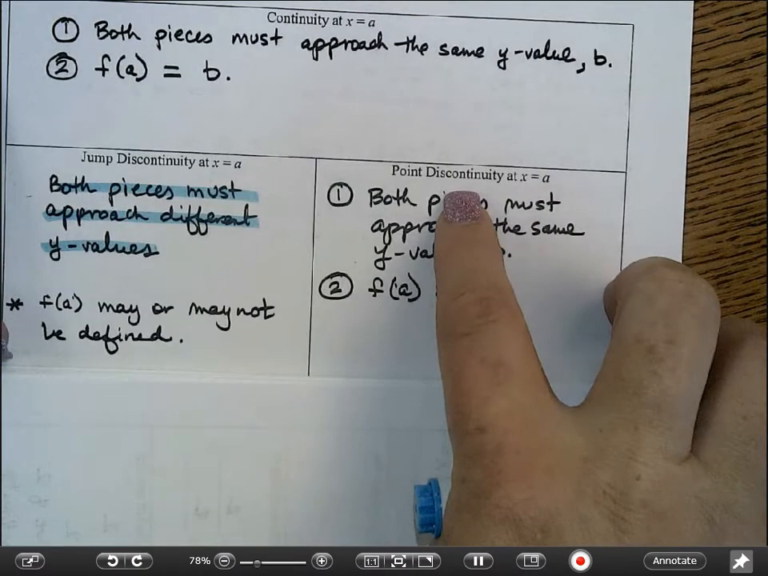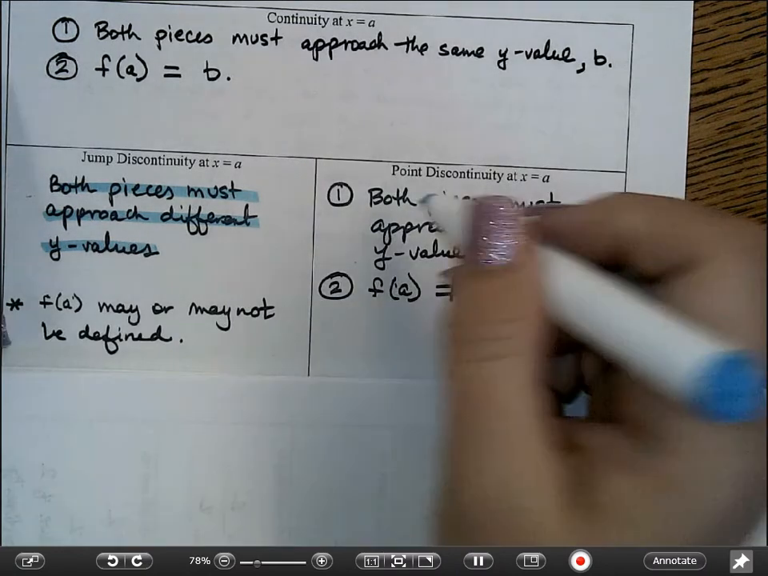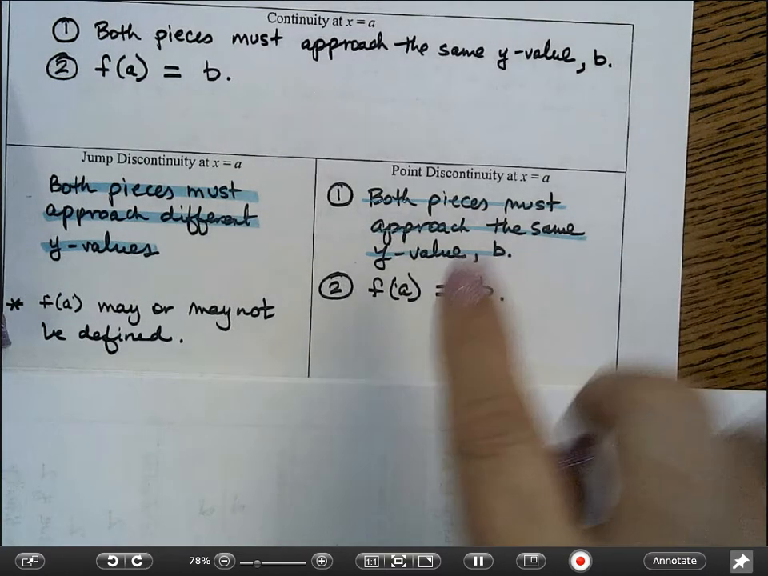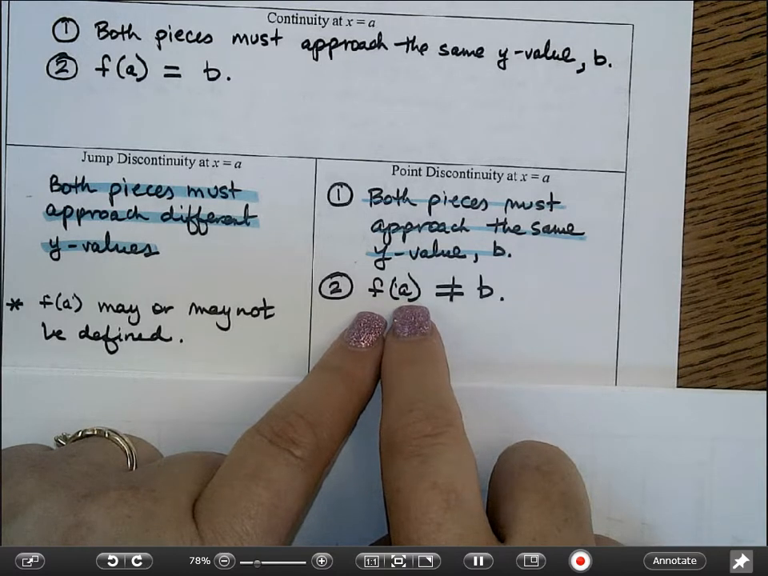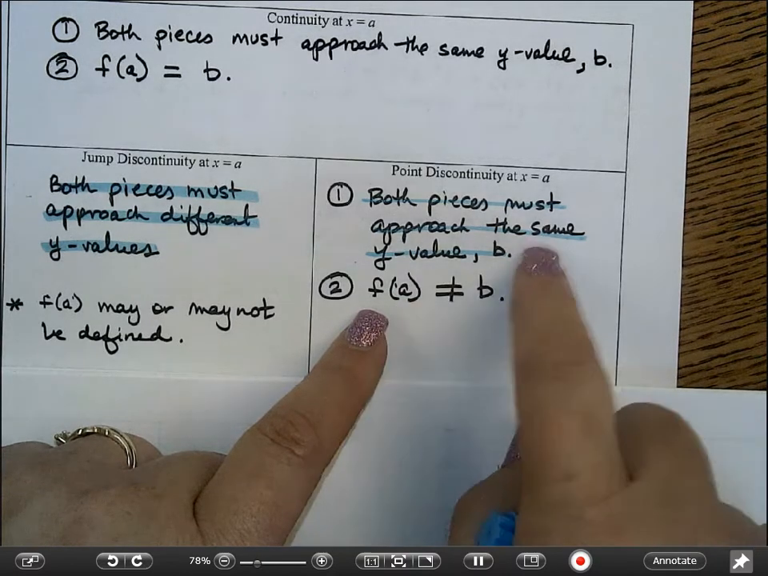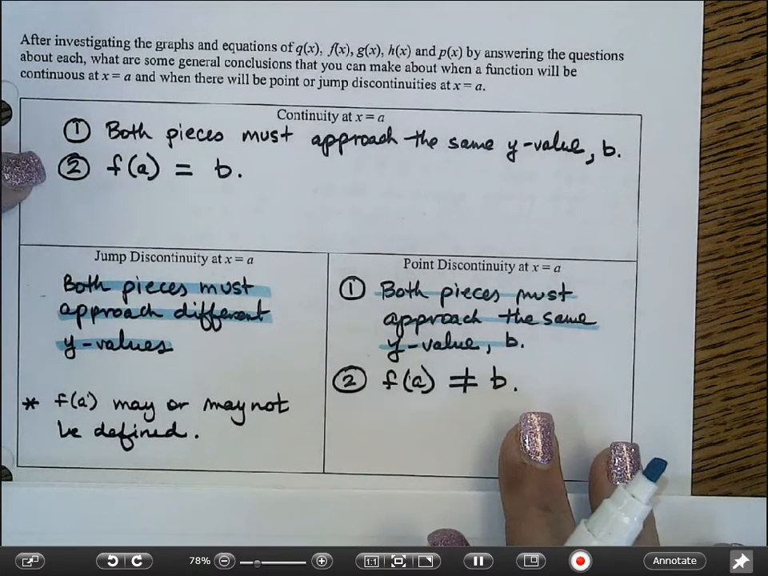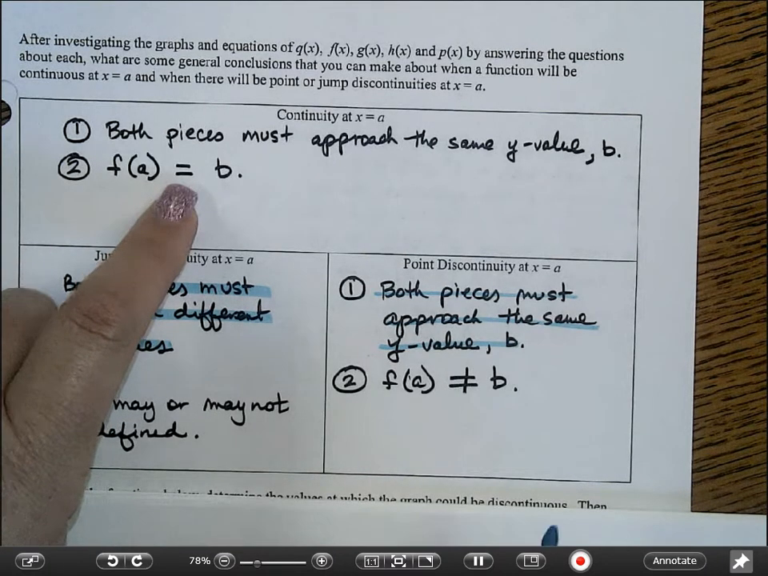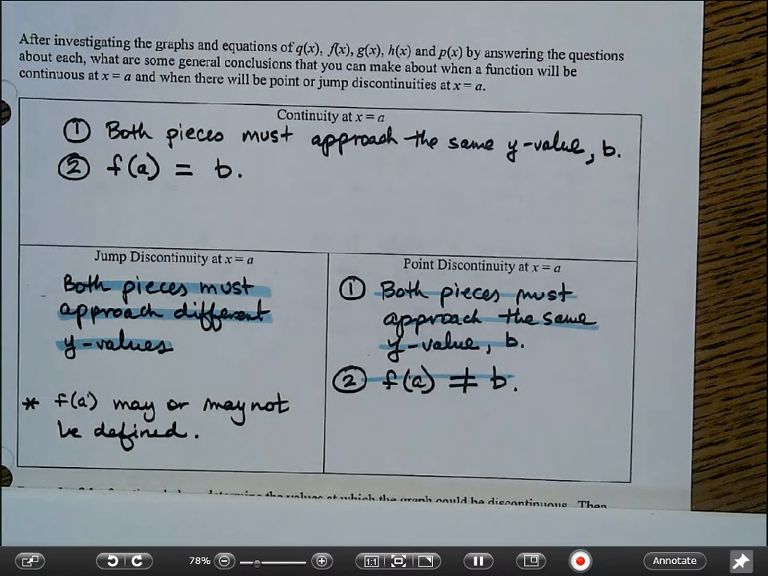If you have a point discontinuity, this is important. Both pieces have to approach the same y value b. But when you go and look at what's defined, when you plug in the x value, it's not the same y value. So point discontinuity versus continuity, this is going to be a closed dot. This would be an open dot. Okay, so we make sure that we understand that component.